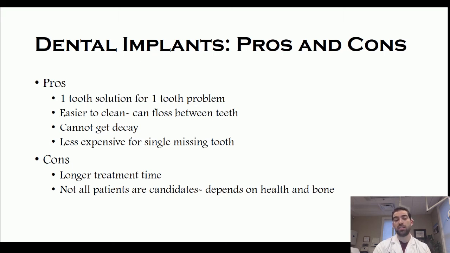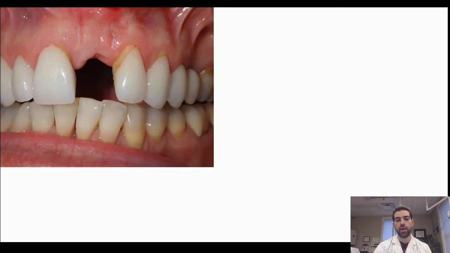The main con is that it's a longer treatment time. It's about 2 to 4 months on average. However, if the tooth needs to be extracted and then we have to wait for healing time, that can add 3 to 4 months to the process. So you're looking at a total of around 6 months before you have that tooth. Also, not all patients are candidates for dental implants, depending on their medical health or the amount of available bone that they have. So I just wanted to go over a few quick cases of my own.